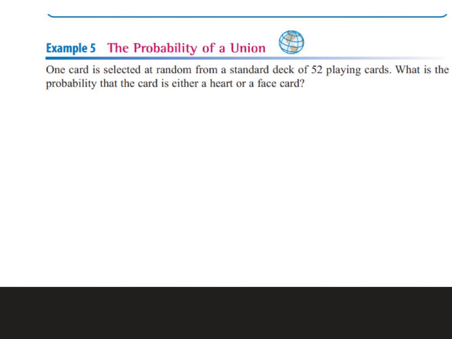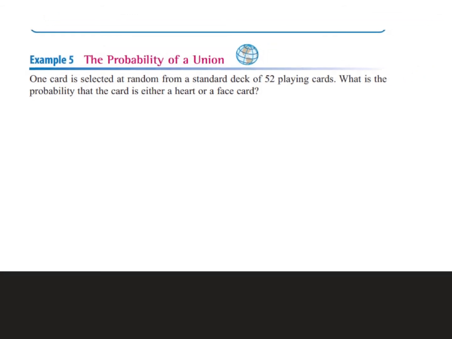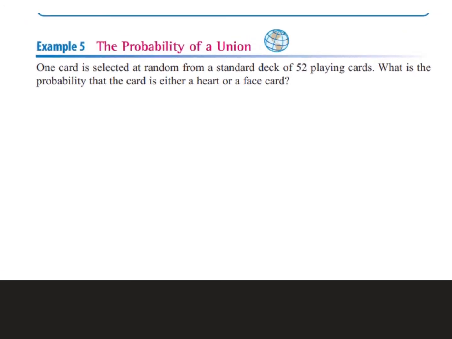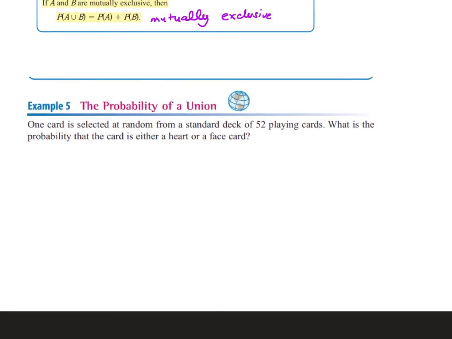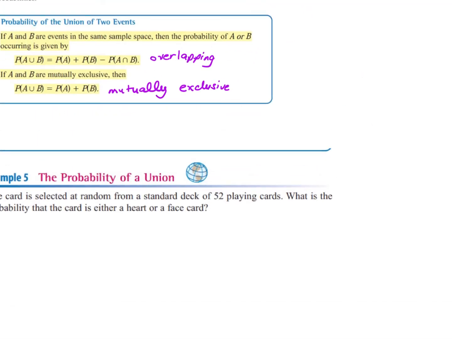In example 5, it says, one card is selected at random from a deck of 52. What is the probability that the card is either a heart or a face card? Now, here's where words are going to be really important. I want you to write this down. The word and, the word or.